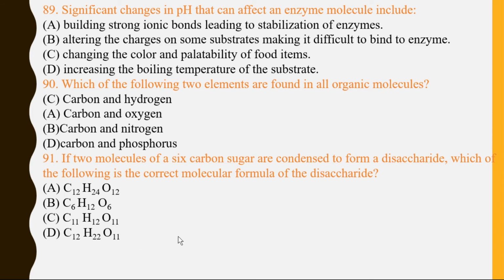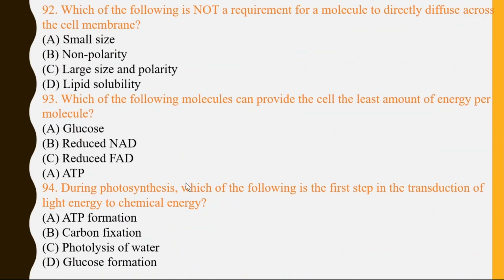C12H22O11. Good. Question number 92: which of the following is not a requirement for a molecule to directly diffuse across the cell membrane? A, small size; B, non-polarity; C, large size and polarity; D, lipid solubility.